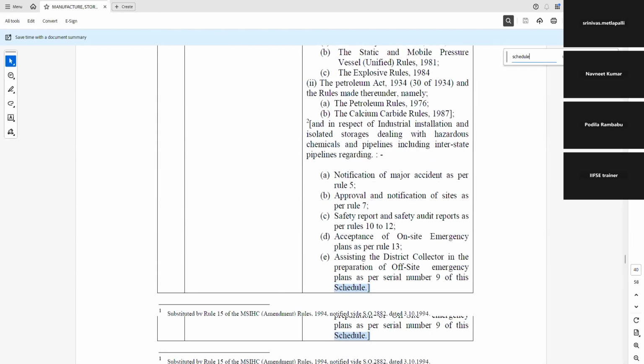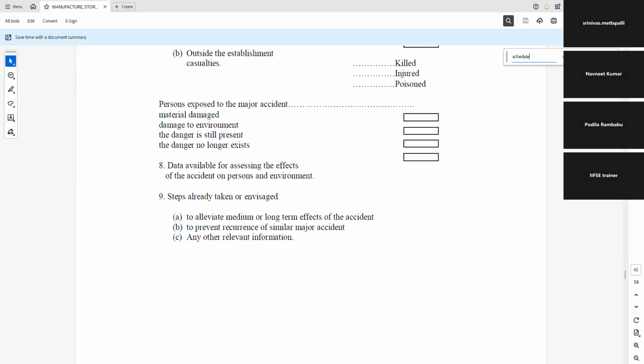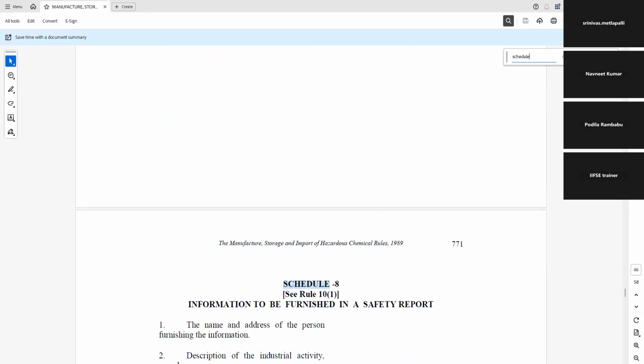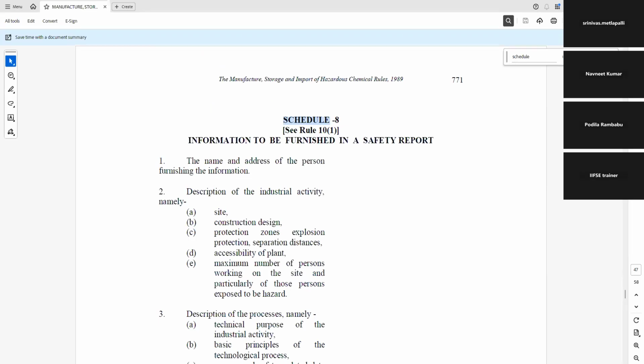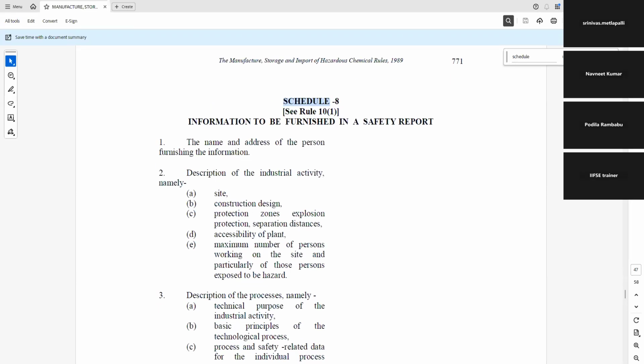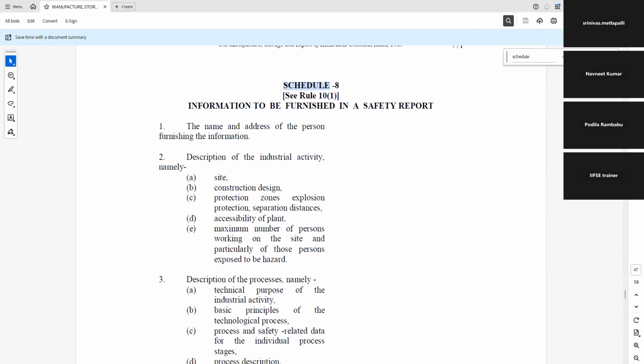Schedule 6, 7, and schedule 8. Hope you are able to see schedule 8, right? Anyone confirm, please? Yes, sir. So this is the safety report format. Whoever audits your facility, they will give the report in this format.